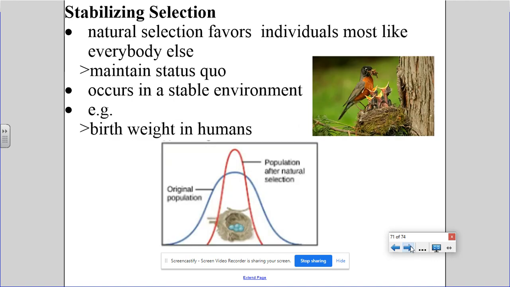Stabilizing selection is when natural selection favors individuals most like everybody else, like in the middle of some sort of phenotype. This would occur in a stable environment where it's beneficial to be more in the middle. One example is birth weight in humans. Another example is the number of eggs a bird may lay. Of course, it varies based on the species, but if you lay too many, well, then you're not going to be able to care for all of them, and those birds are less likely to survive. But if you don't lay enough, well, then you're not going to increase the population. So in this case, it looks like about 5 would be the optimal amount.